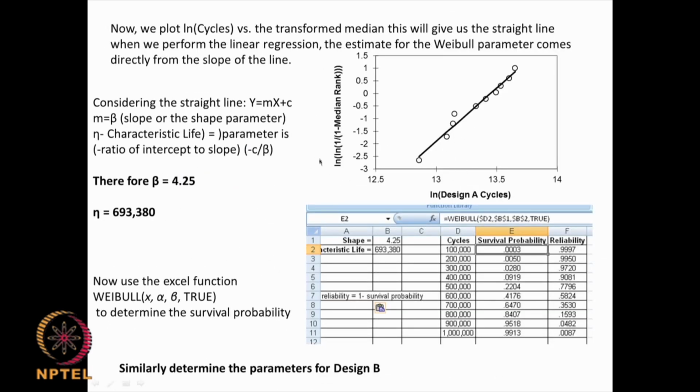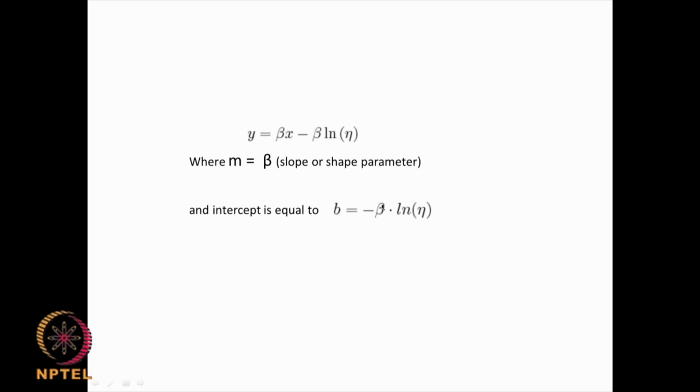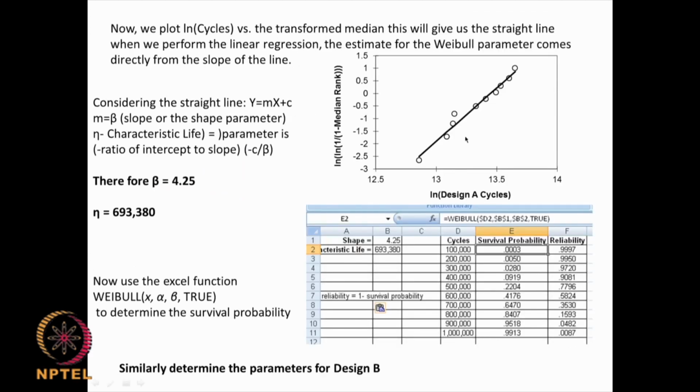Okay. So, I am plotting the logarithm of 1 divided by 1 minus median rank, because the median rank is considered to be your qt, then this is the logarithm of design cycle. The data falls here, and the slope is your beta. The other parameter eta is calculated by the ratio of intercept to slope, because that is given by this beta. So, if you divide, you will get eta is given by this. So, beta is 4.25, that is the shape factor, eta is 693,380.